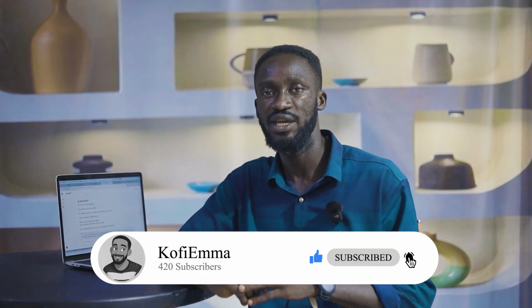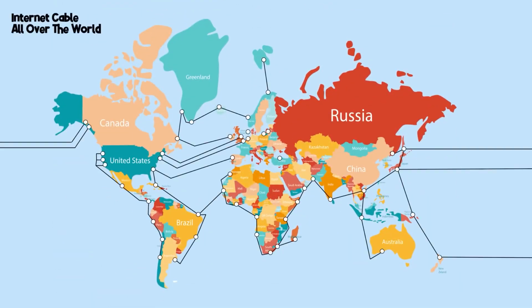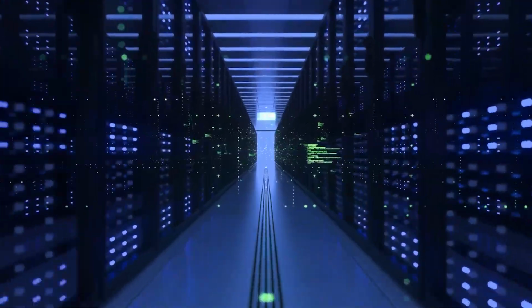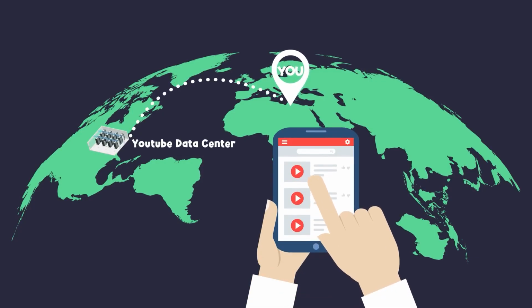Let's start from the beginning. The internet is not just one thing. It is a massive network of computers connected all over the world. These computers are called servers. When you visit a website like Google, you are not getting information from your phone. You are requesting data from a server somewhere else in the world. Here is how it works step by step.